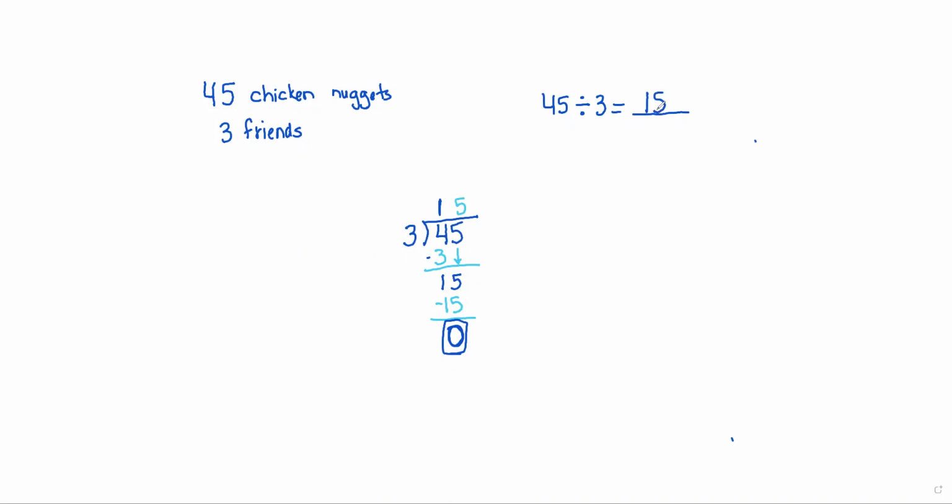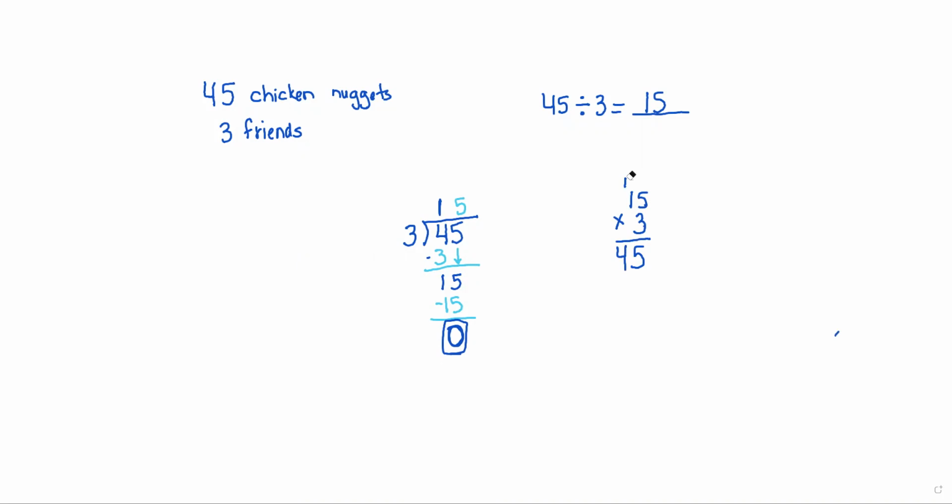Anytime we're doing this, we can always go back and double check our answers. Last time we talked about with 1 digit and 1 digit, how division is the opposite of multiplication. So we're going to do the opposite of division. We're going to multiply 15 times 3. 3 times 5 is 15. We put the 5 down below and the 1 up top. 3 times 1 is 3, plus the 1 that's floating in the air is 45.